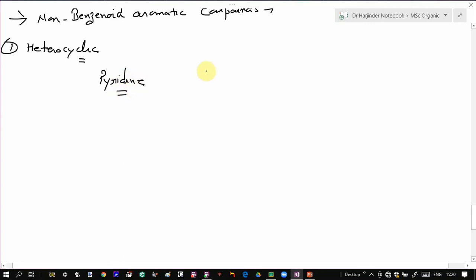It's a six-membered non-benzoid aromatic compound. You have a nitrogen over here. So this pyridine is a non-benzoid aromatic compound. Here also each carbon is sp2 hybridized. You have 5 carbons, and this nitrogen is also sp2 hybridized. It has 6 pi electrons with a cyclic and planar structure and with complete delocalization of electrons. So pyridine is an aromatic compound.